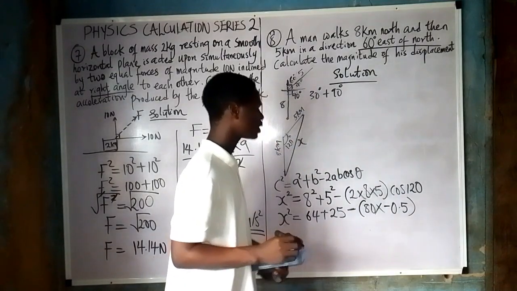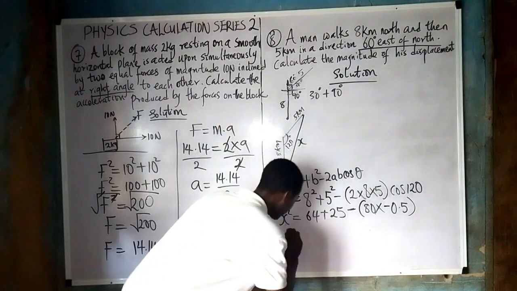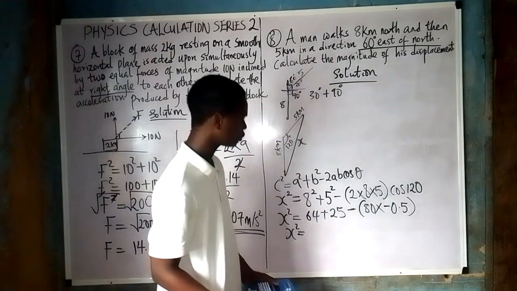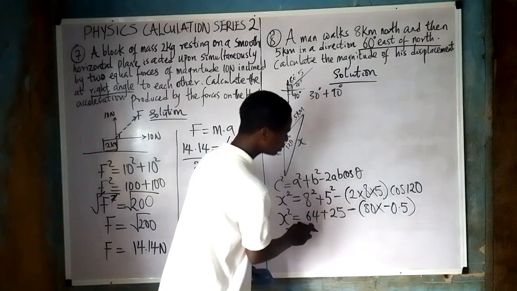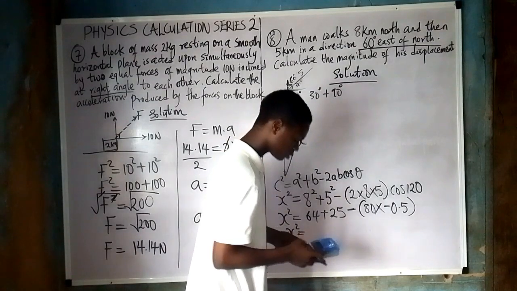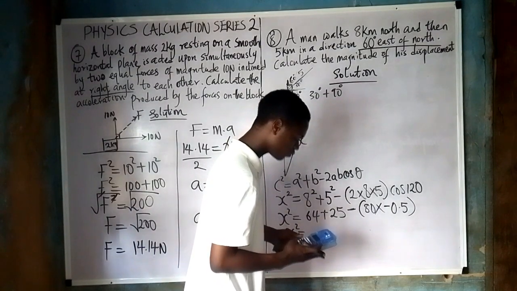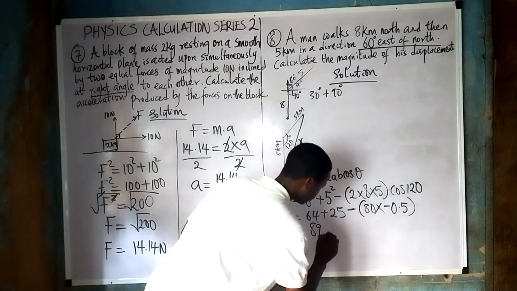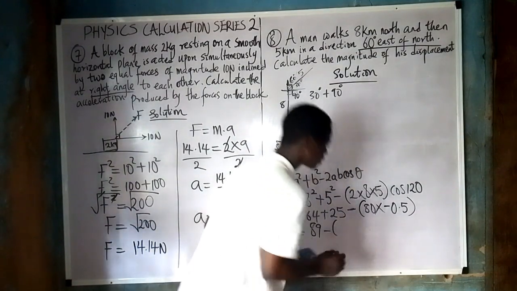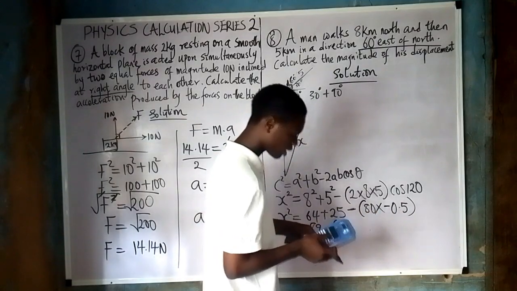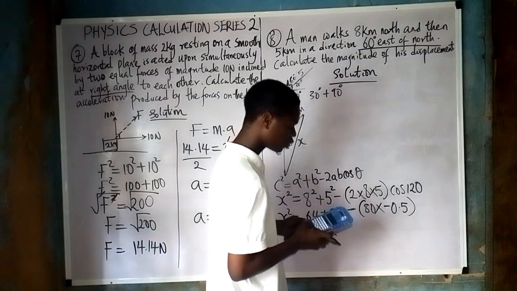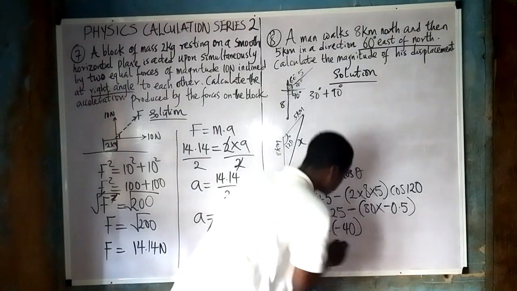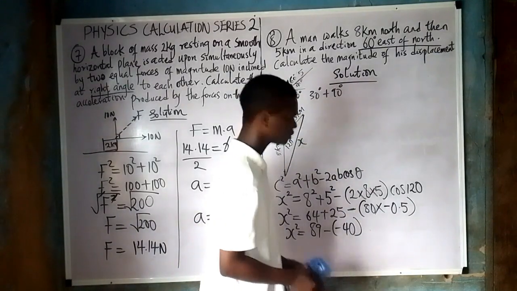So from here I will say x squared is equal to, because I'm trying to manage space, I will just continue this way. 64 plus 25 is 89. So you have 89 minus, in bracket, this times this. 80 times negative 0.5 gives us negative 40. So inside this bracket we have negative 40. And there's a minus here.